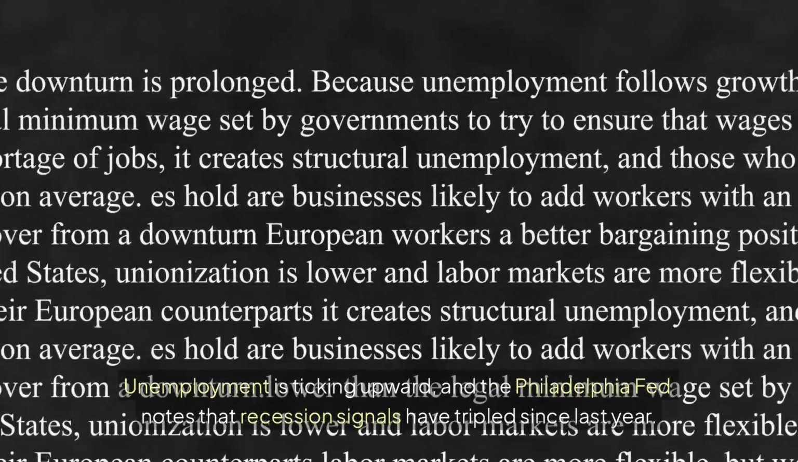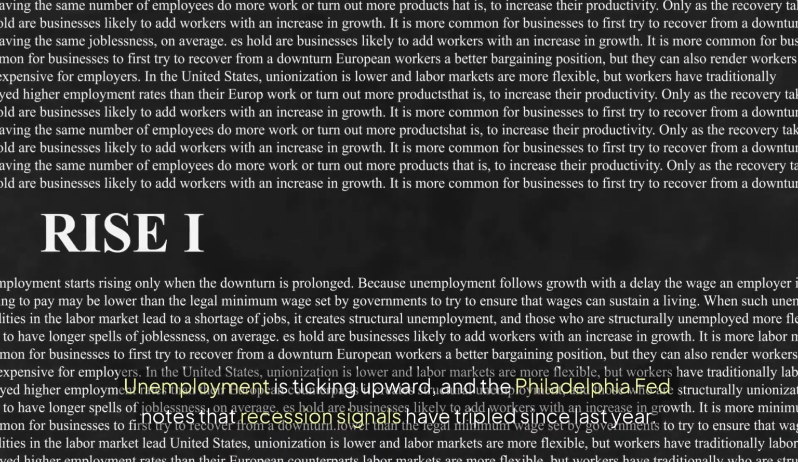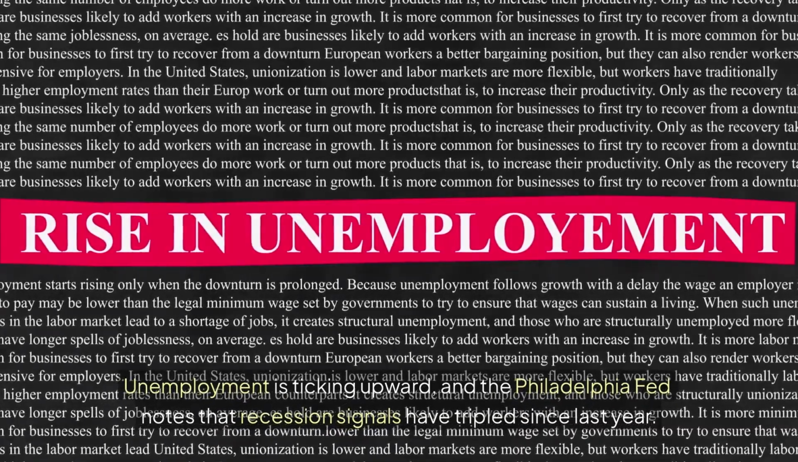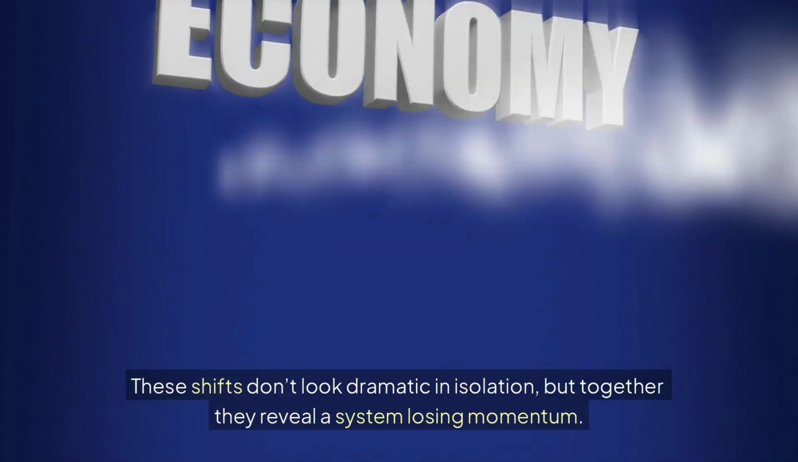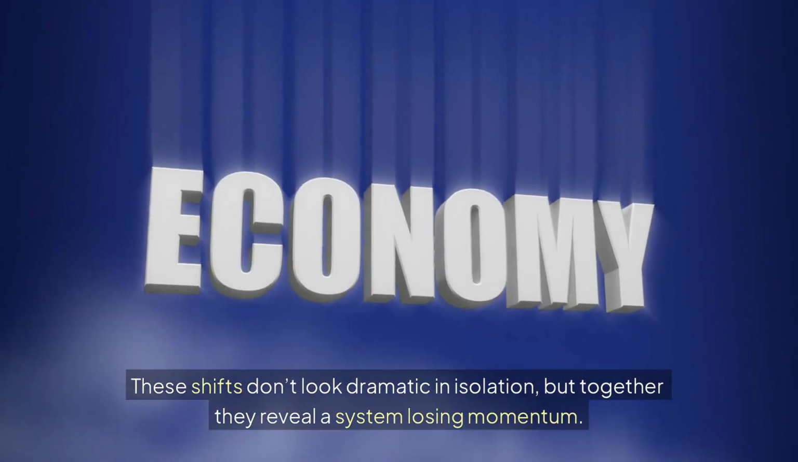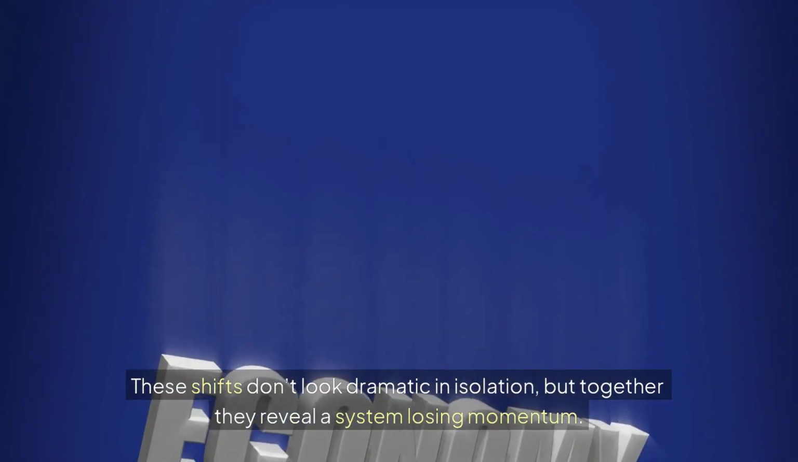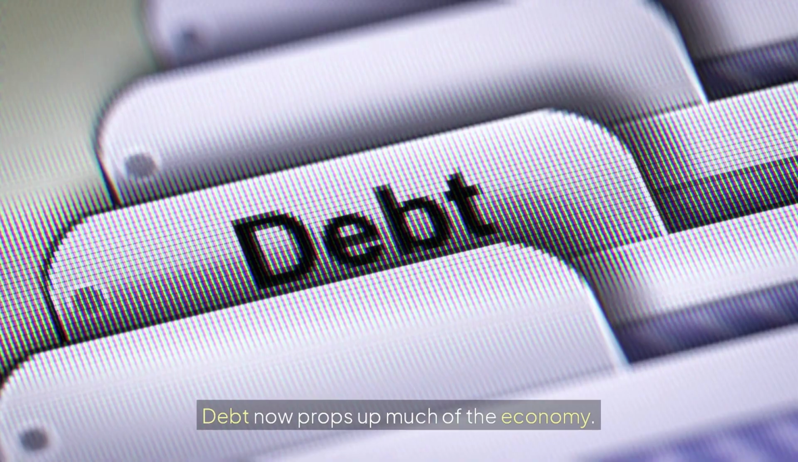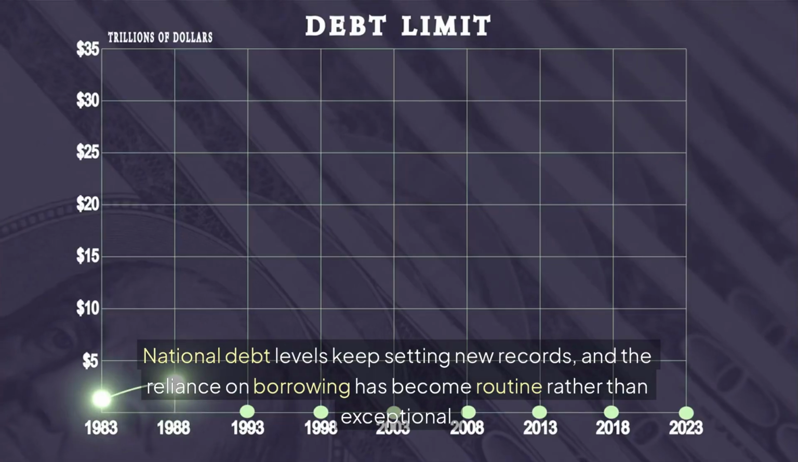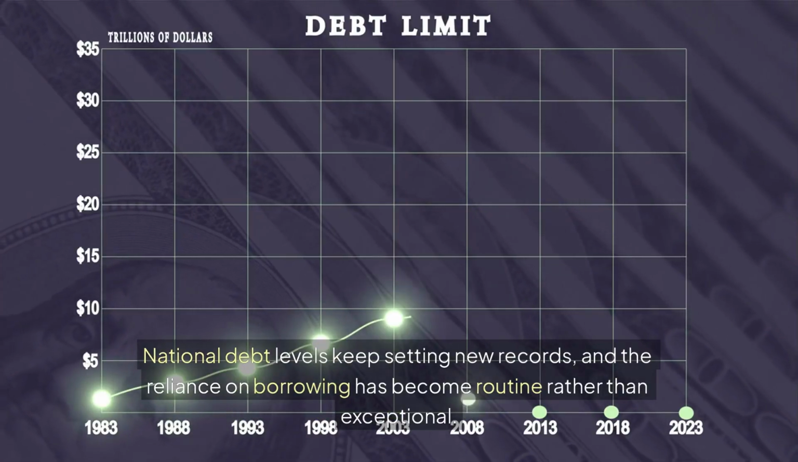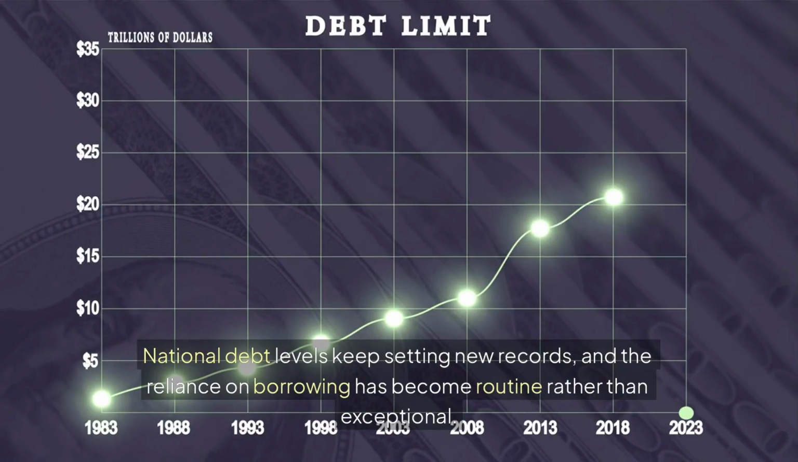Unemployment is ticking upward, and the Philadelphia Fed notes that recession signals have tripled since last year. These shifts don't look dramatic in isolation, but together they reveal a system losing momentum. Debt now props up much of the economy. National debt levels keep setting new records, and the reliance on borrowing has become routine rather than exceptional.